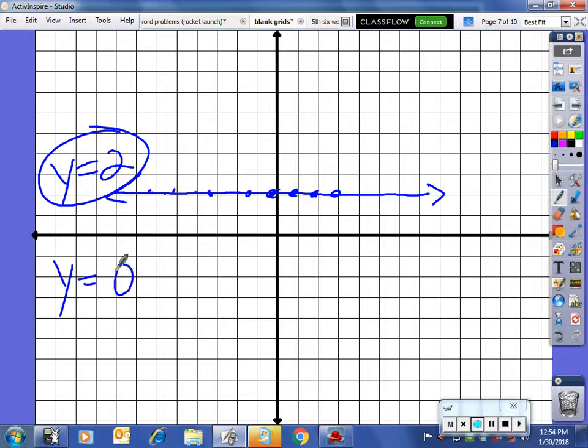Because I could write it this way. Isn't that still the same thing? But normally, if the slope is 0, we just don't even write that whole part.